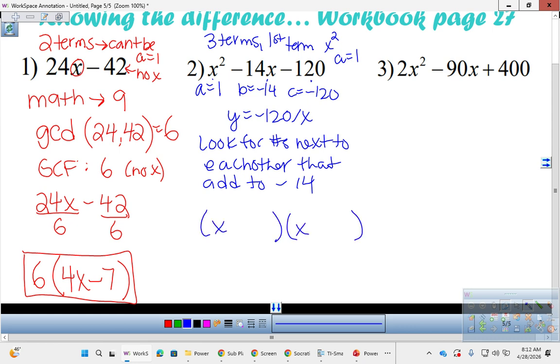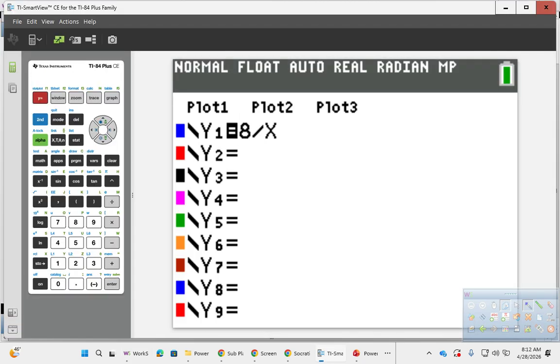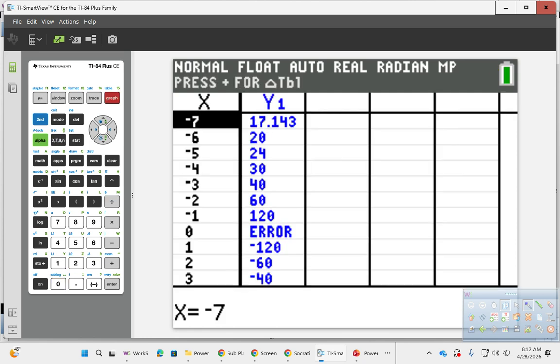The x times the x is taking care of the x squared. So now I'm focusing on the negative 14 and the negative 120. So in my y equals screen, I'm going to do a negative, because that minus sign goes with it, 120 divided by x. And I'm going to go through this list. So I'm looking for, what was it, negative 14? So that's positive 119. That's positive 58. That's positive 37. I'm not looking like I'm going in the right direction when I go this way because I'm getting a lot of positive numbers. So I'm going to go this way instead.